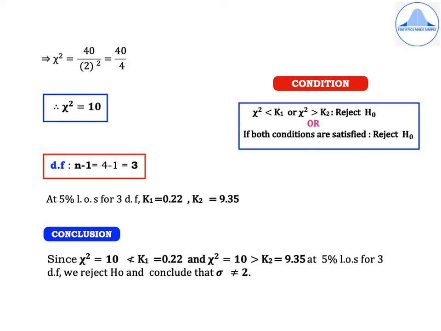So the conclusion is, since chi-square is equal to 10, and it is not less than k1 equal to 0.22, and chi-square equal to 10 is greater than k2 equal to 9.35 at 5% level of significance for 3 degrees of freedom, we reject H0 and conclude that sigma is not equal to 2. So when we reject H0, it means that we are accepting H1.